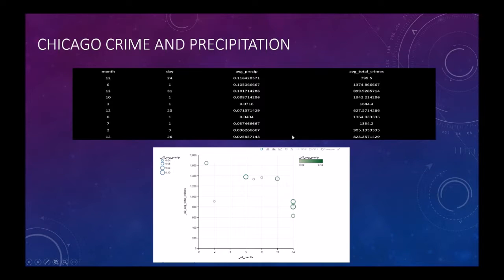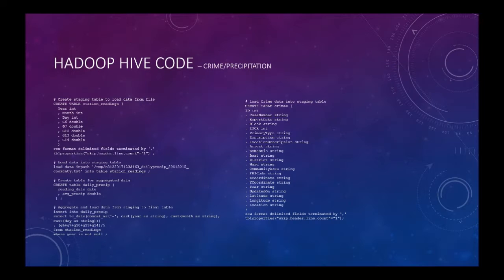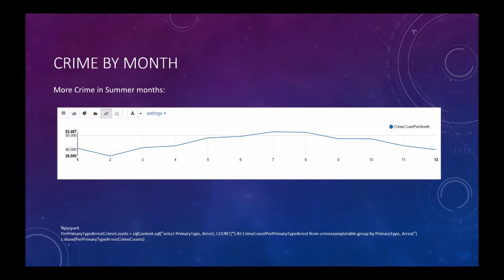Another correlation we looked into was between precipitation and crime. Basically, we just pulled in another data set for precipitation and compared it to our crime data and came up with this graph. It's a little bit hard to see from this graph, but we found not a lot of correlation between whether more crime was happening and whether it's raining or not. And here's the Hadoop Hive code that we used to look into that.